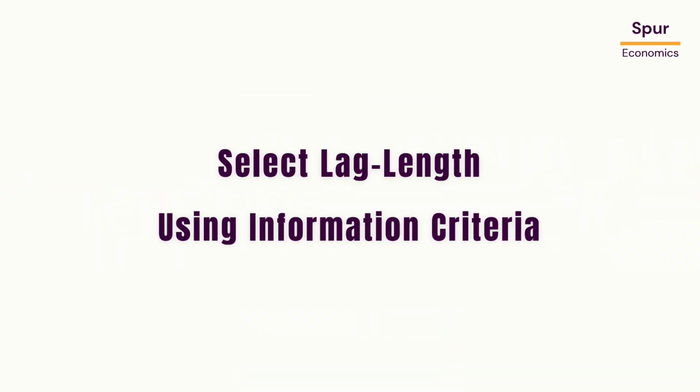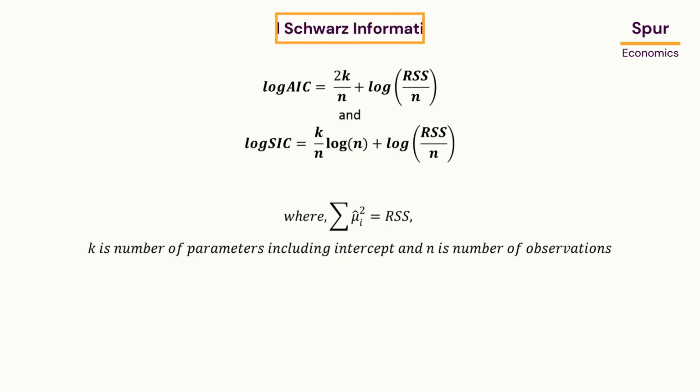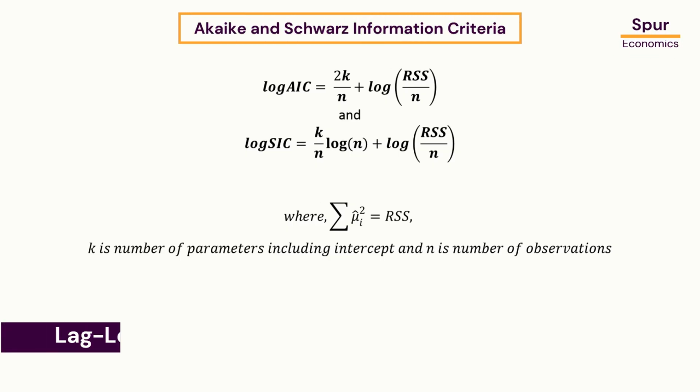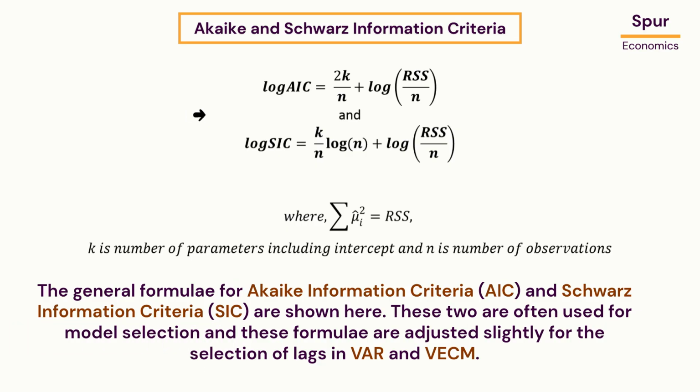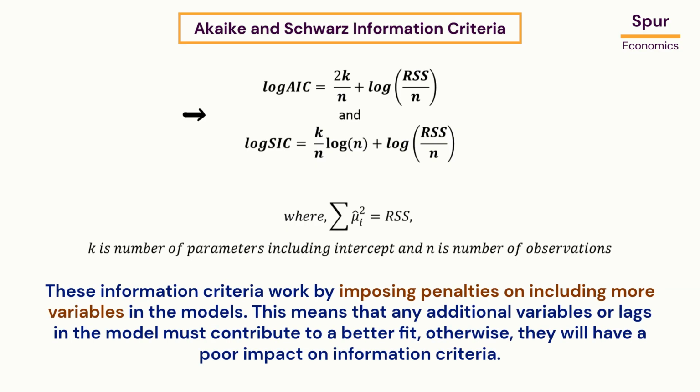First, let us take a look at the most commonly used information criteria and the logic behind them. The general formulae for Akaike information criteria and Schwarz information criteria are shown here. These two are often used for model selection, and these formulae are adjusted slightly for the selection of lags in VAR and VECM.